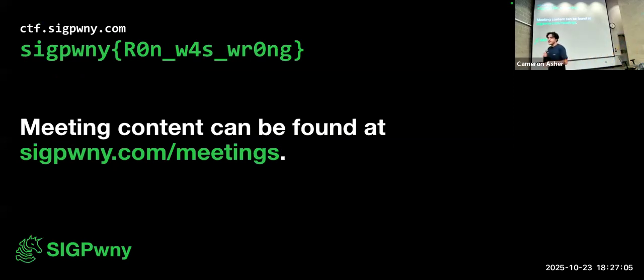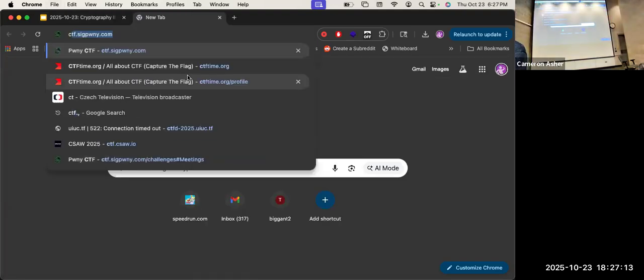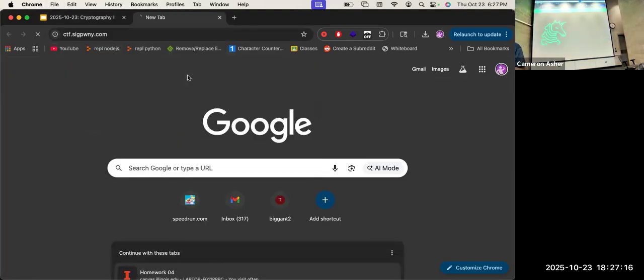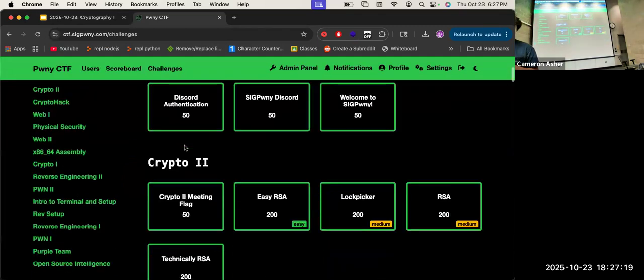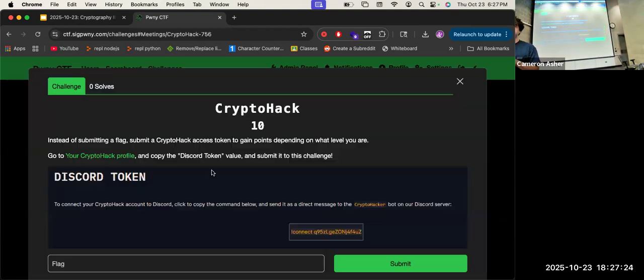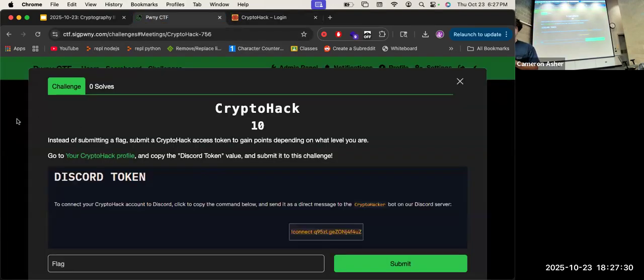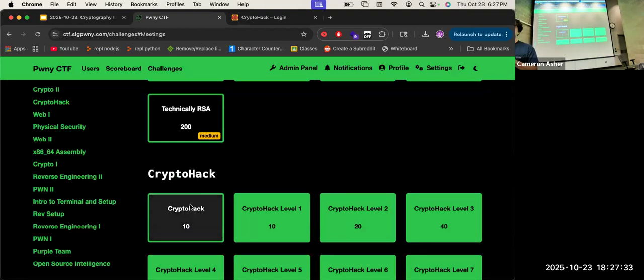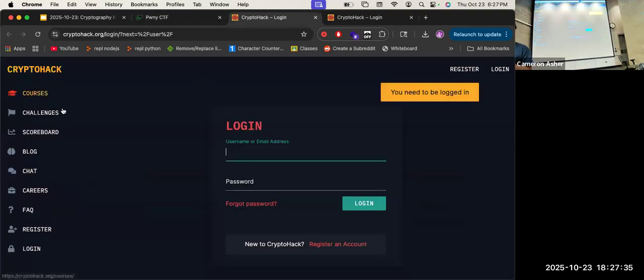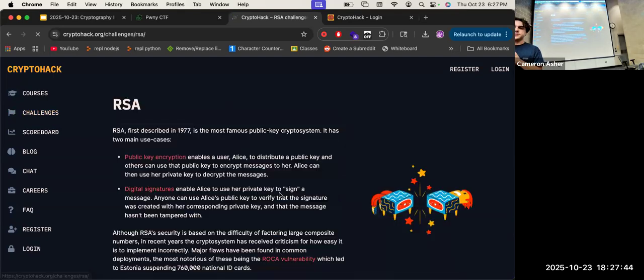I just want to highlight one thing we talked about here, Cryptohack. We do have some challenges on Pwny CTF, but our crypto category has the least number of challenges. Thankfully, I don't know who made Cryptohack, but it was gifted to the CTF world. As you can see on Pwny CTF, we have this Cryptohack category. If you click on the first challenge and then click this link, it will bring you to the website. You can make an account and then check out the challenges. Today we're talking mostly about RSA, and you can see they have 29 challenges here just on RSA.